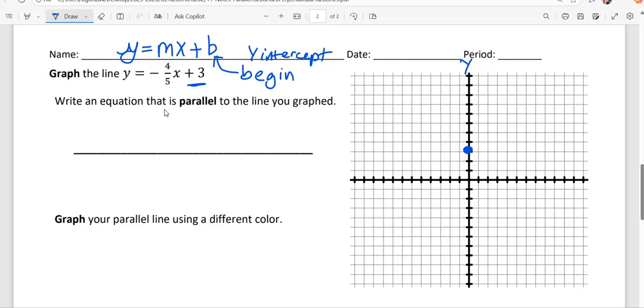So if I'm rising, not positive 4, there's a minus here. You got to think about it. Negative 4, is that going to rise up or down? Negative means down 4, and you always run to the right. All right, so let's do that. Negative 4 over 5, down 4. 1, 2, 3, 4. Run 5. 1, 2, 3, 4, 5. Hey, you don't have to do these little marks every time. I'm just visualizing this for you.